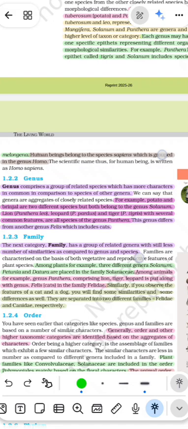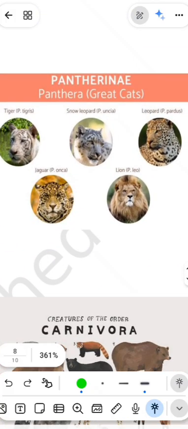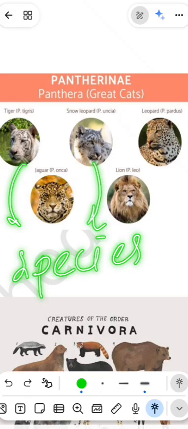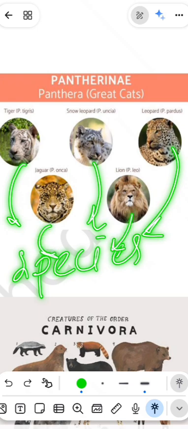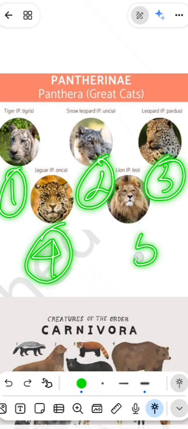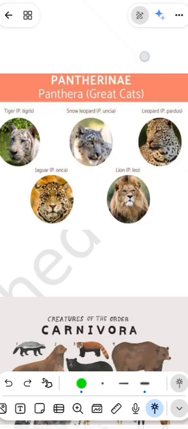This genus differs from another genus Felis, which includes cats. So let's check out Panthera, or great cats. Here you can see tiger, Panthera tigris. You can see snow leopard, Panthera uncia. You can see leopard, Panthera pardus. You can see jaguar, Panthera onca. Here you can see lion, Panthera leo. This is a species, this is also a species, this is also a species. But all go for genus Panthera, which is called the great cats.